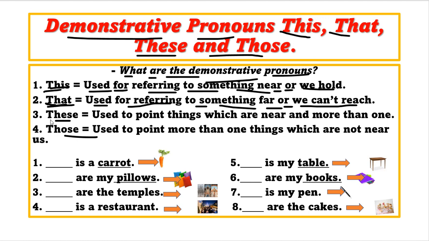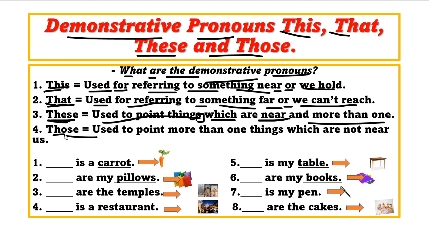Next, number 3, we have these. This is used to point to things which are near and more than one. So this is for two. For example, two pens: these are my pens. From the word are, we use it for plural.